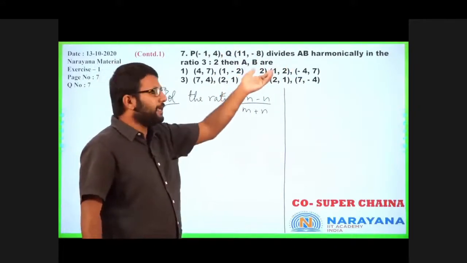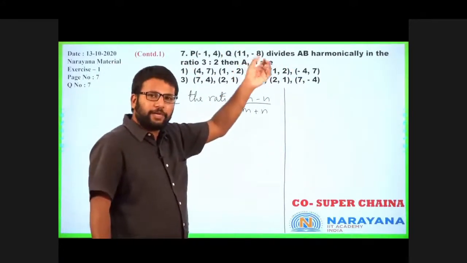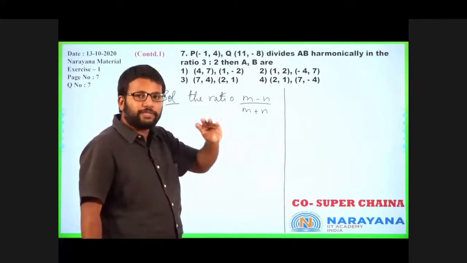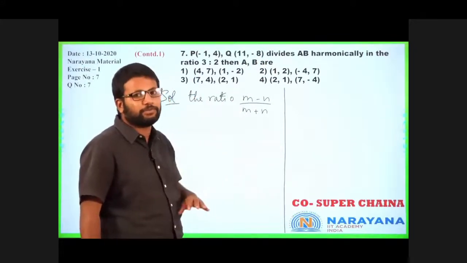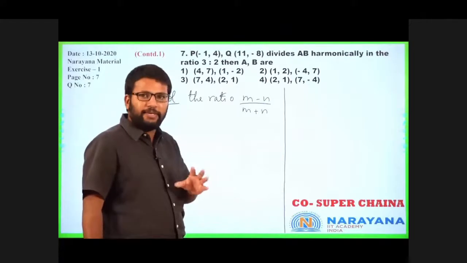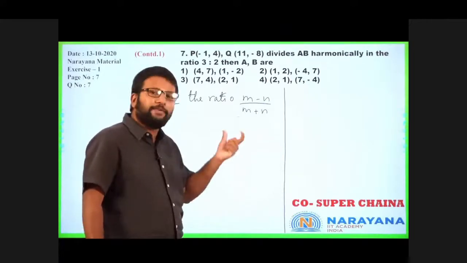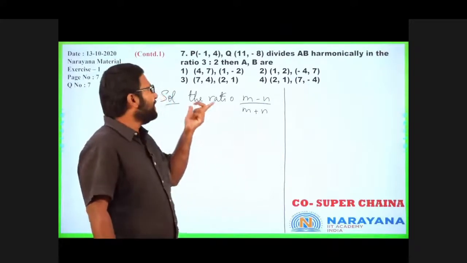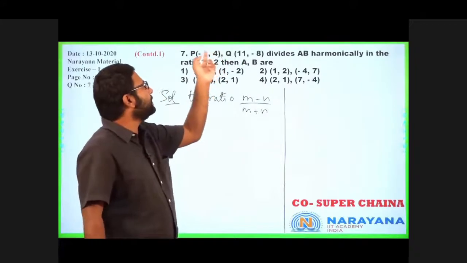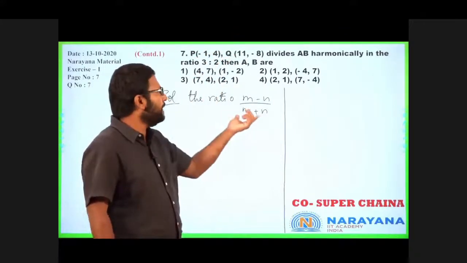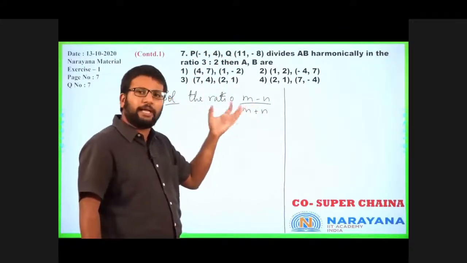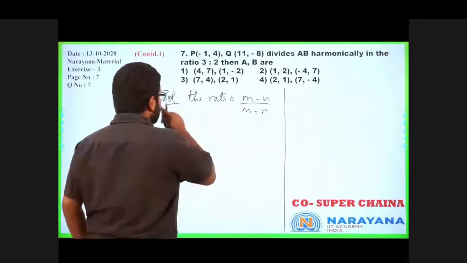So if you want to figure out A and B, you will have to write x1, y1, x2, y2, 4 unknowns. You will need 4 equations. It will take a long time to solve. You can definitely try and do that. But instead of doing that, we will just use this property and we will say A and B are points that divide PQ in the ratio M minus N upon M plus N. Again, internally and externally, right?